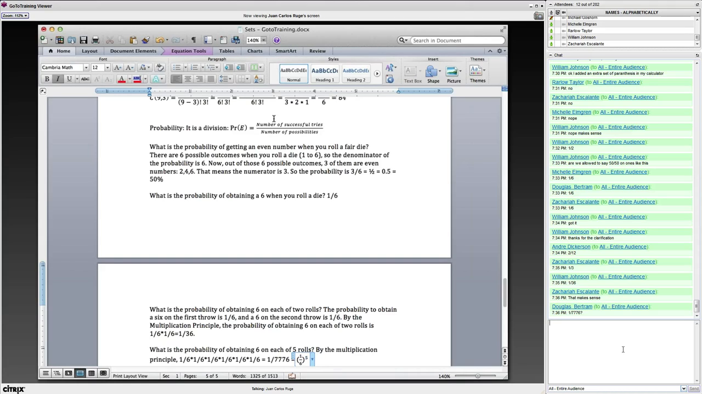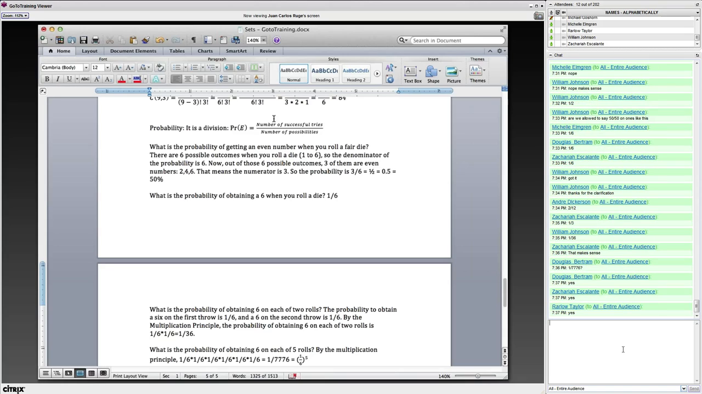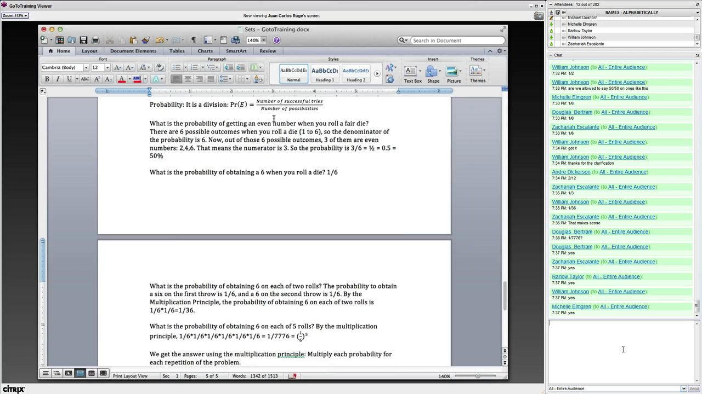One sixth to the fifth. Does that make sense, guys? Okay. So we get an answer by using the multiplication principle. Multiply each probability for each repetition of the problem. Nice.